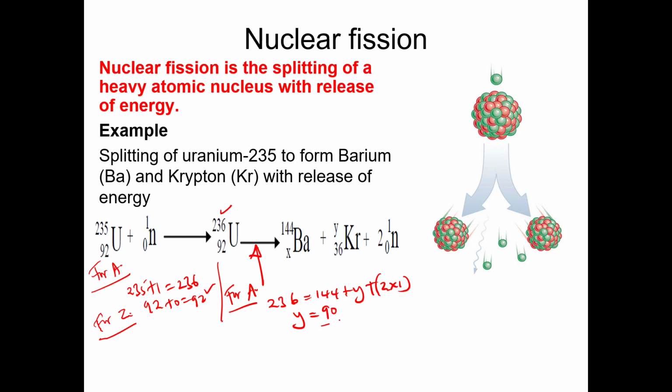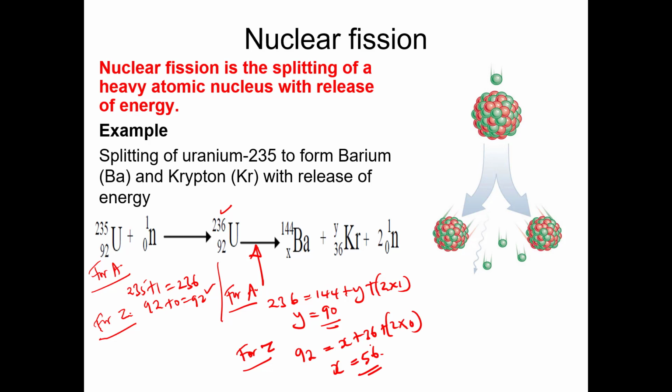So that is for the atomic mass. And then for the atomic number, we shall simply say that 92 is equal to x plus 36 plus 2 times 0. I know that, remember all of this. So simplifying this, we shall find our x being equal to 56.